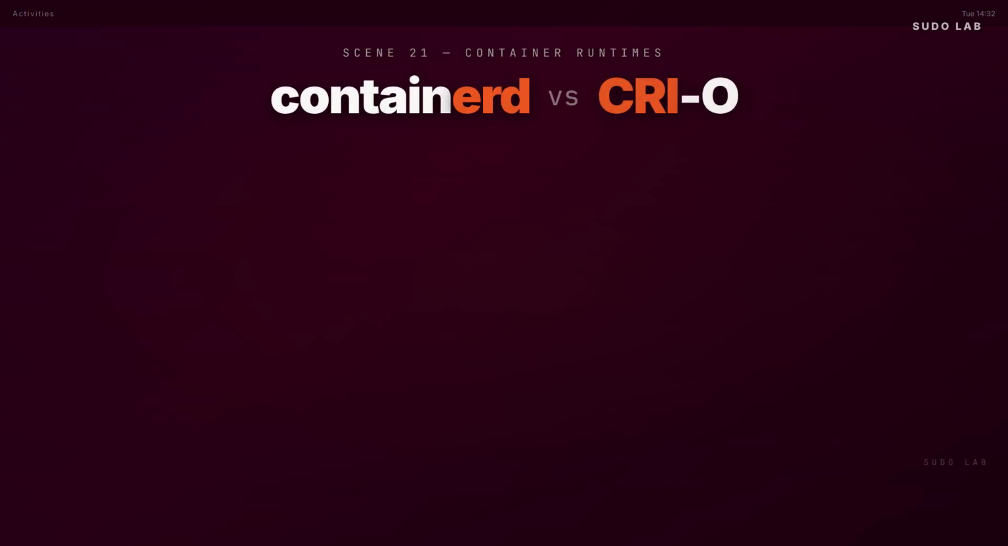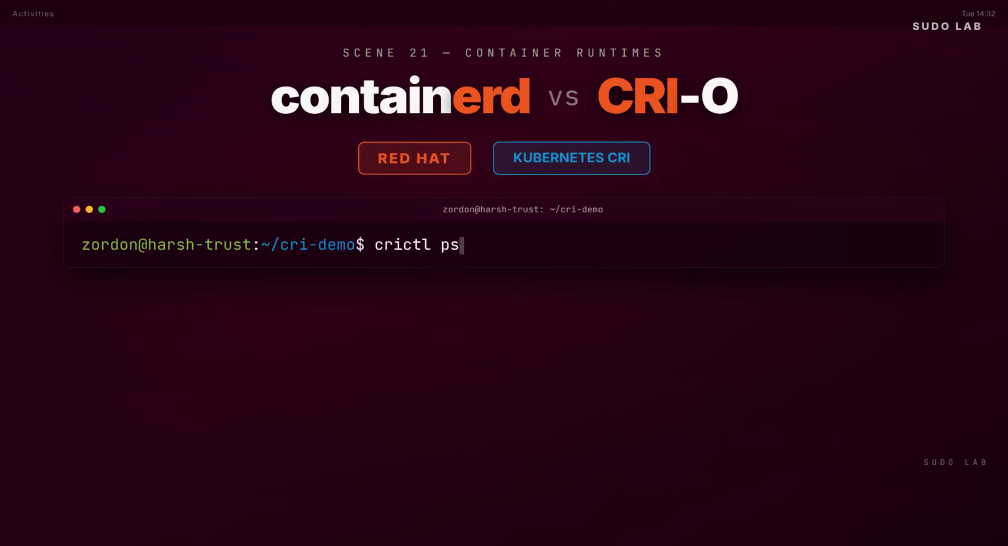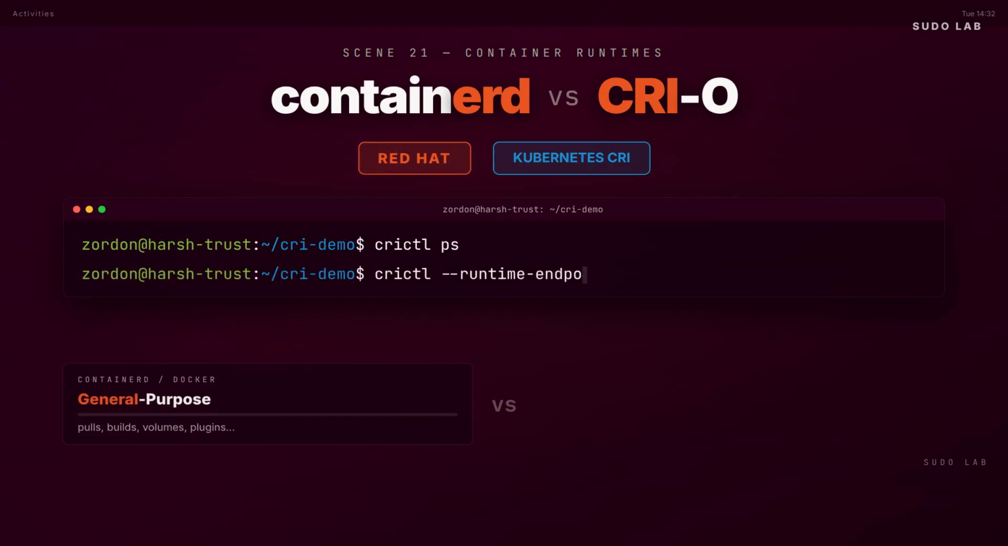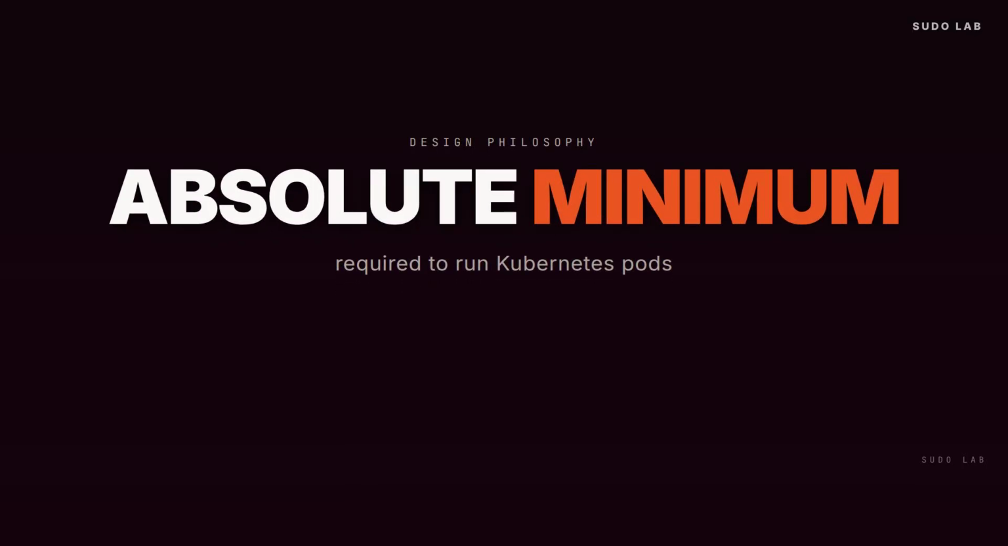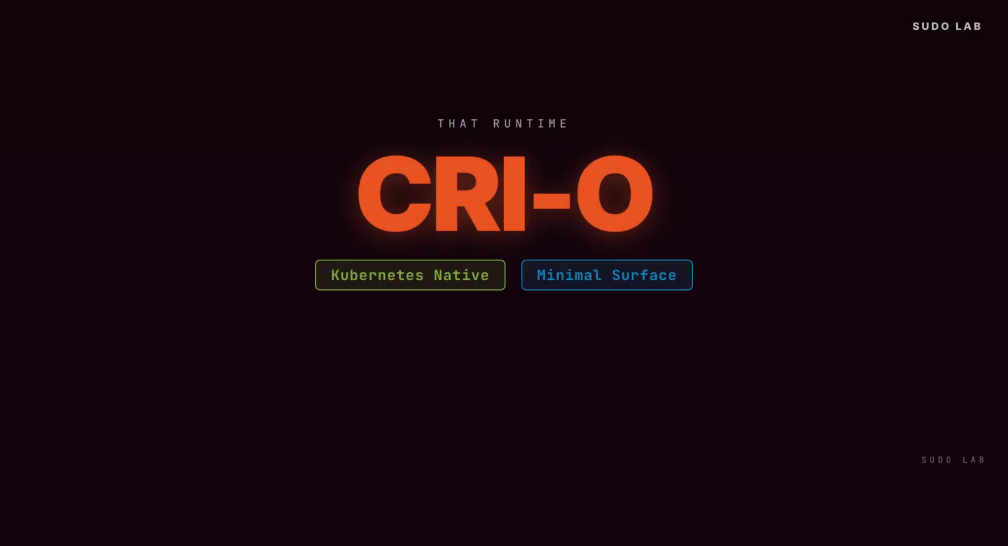Sitting right next to Containerd is CRI-O. CRI-O exists for one specific reason. Somebody at Red Hat looked at the Kubernetes container runtime interface, looked at how much general-purpose stuff Docker and Containerd were doing, and asked whether you could build a runtime that did the absolute minimum required to run Kubernetes pods and nothing else.